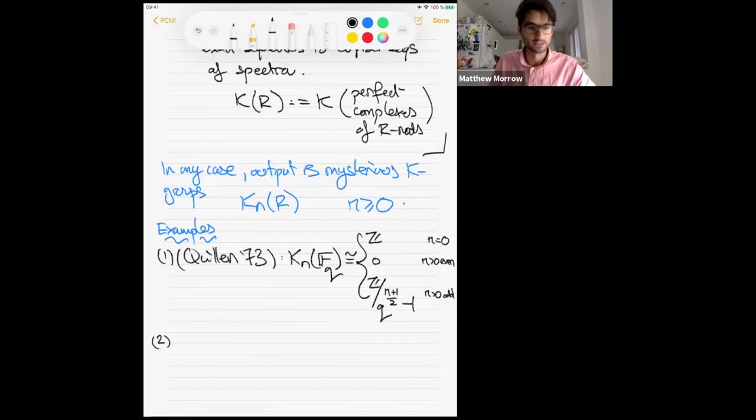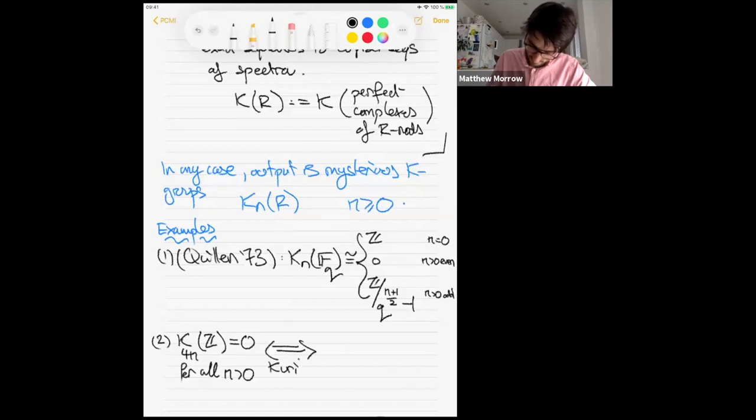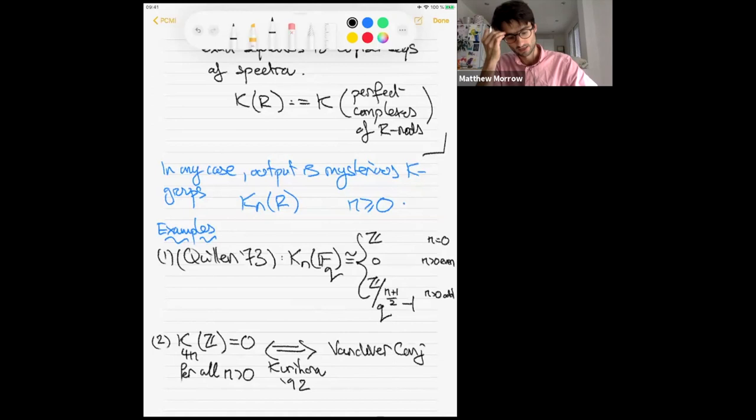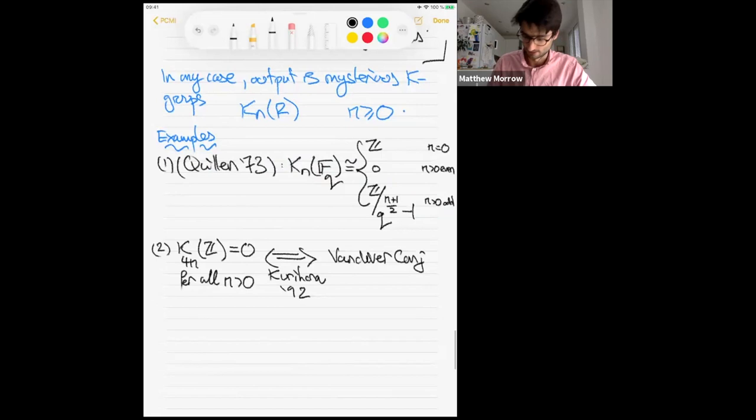We don't even know the K groups of the integers. And in fact, we know that it's hard to know the K groups of the integers, because it's a theorem of Kurihara, dating from '92, that the vanishing of the K groups in degree divisible by 4 is equivalent to the Vandiver conjecture. The Vandiver conjecture is a statement about cyclotomic number fields, stating that if you look at the maximal real subfield of the cyclotomic number field obtained by joining a p-th root of unity, then the class number is not divisible by p.